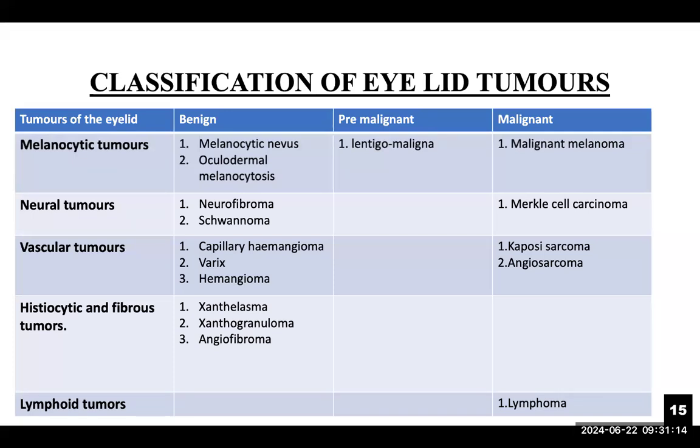Then the histiocytic and fibrous lesions are xanthelasma, xanthogranuloma, and angiofibroma. Xanthelasma is histiocyte laden with fats, with lipids, and these fats are usually intracellular. A xanthogranuloma is a histiocyte that is also laden with lipids and is composed of multinucleated giant cells. Then we have the lymphoid tumors. The benign one is a lymphoma. Next slide, please.